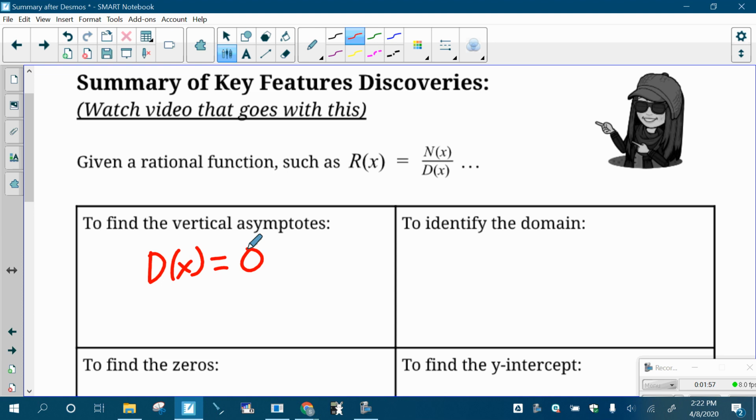And the reason that makes sense is because if your denominator is 0, your function is undefined. You can't divide by 0. So if you have a denominator of 0, it makes sense that the graph would be messed up. How does it look messed up? Because it gets a vertical asymptote.